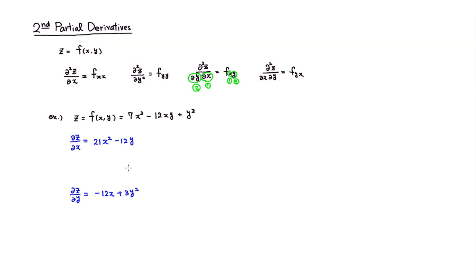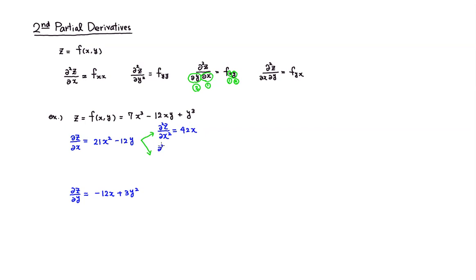Then we can look at the second partials. Here we can go a couple of different ways. We can do the second partial with respect to x again, so we're going to write it this way. The partial of that with respect to x is 42x. And this is just a number, so this is it.